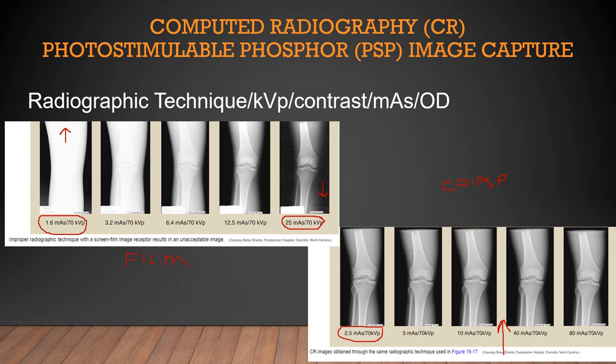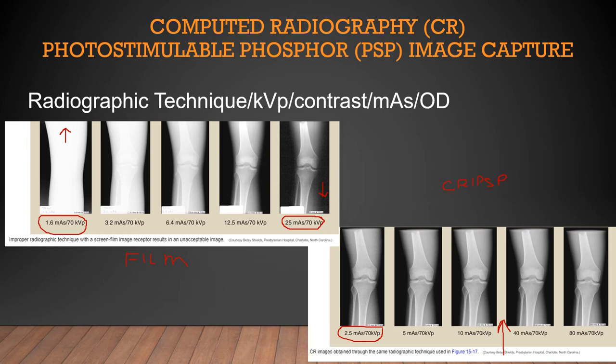Now, I know people are going to say, well, if I can get away with 70 kVp and 2.5 MAS and it still looks the same, then why shouldn't I do that? Because you haven't captured what was there. It's kind of like when you're outside and there's lots of fog. You can't see through the fog.